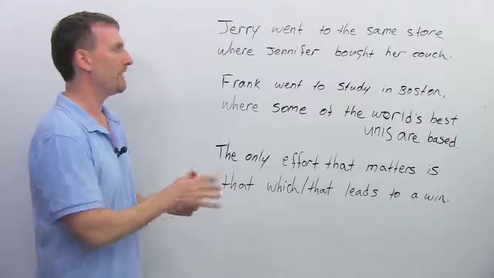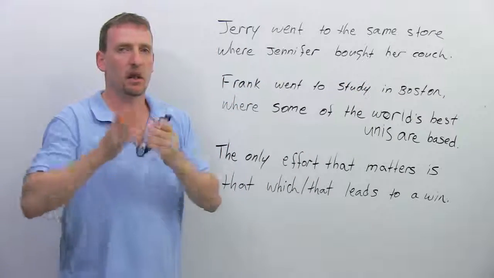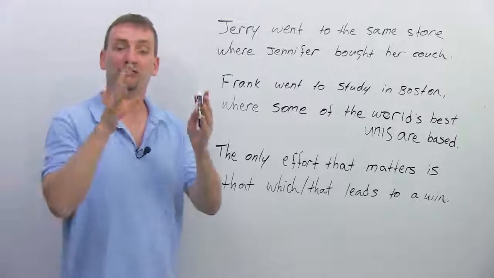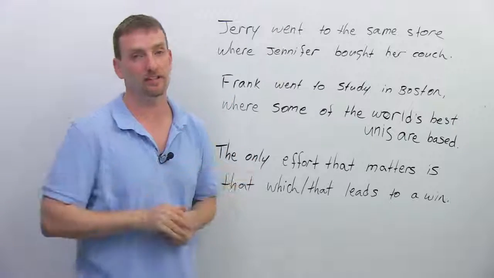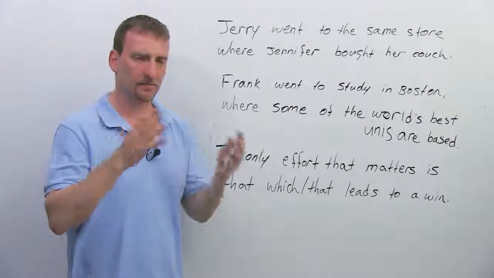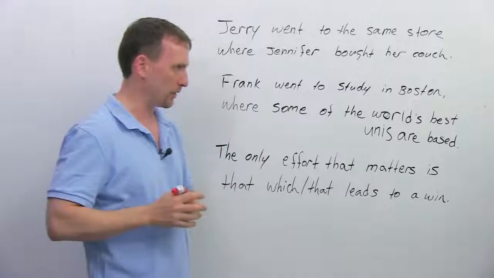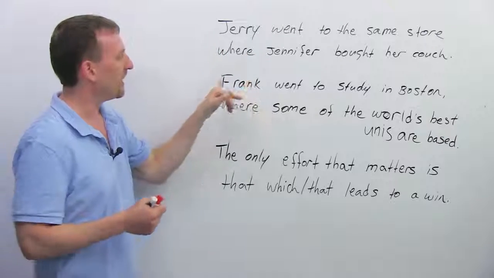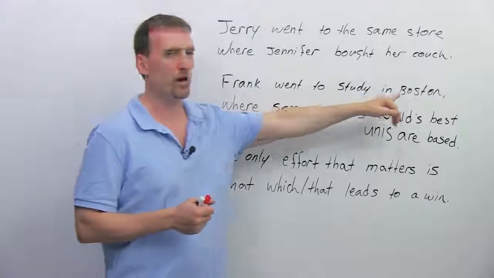Another thing to keep in mind, the adjective clause must almost always come right after the noun that it is modifying. Okay? Sometimes there are exceptions. I will show you those in a minute as well. So no comma means identifying. Frank went to study in Boston.